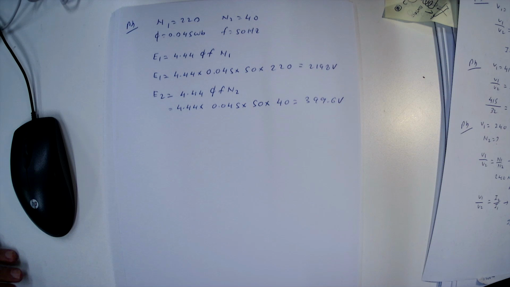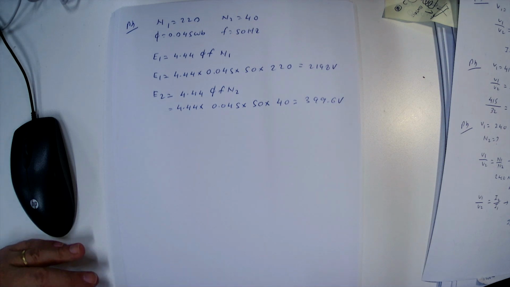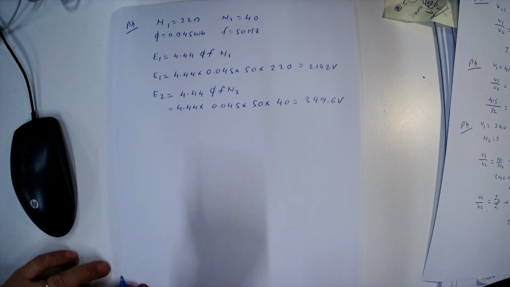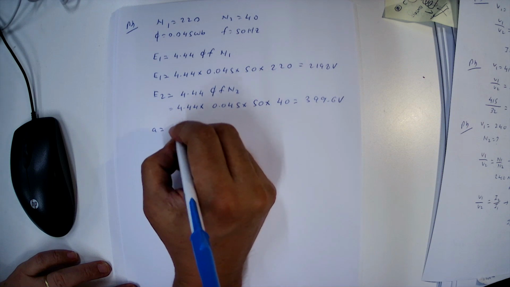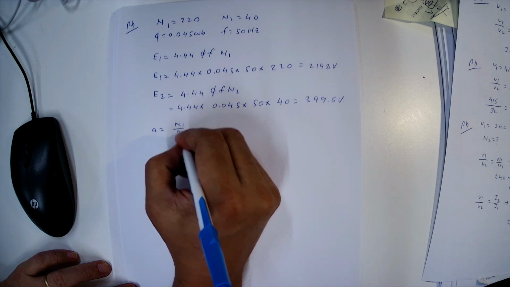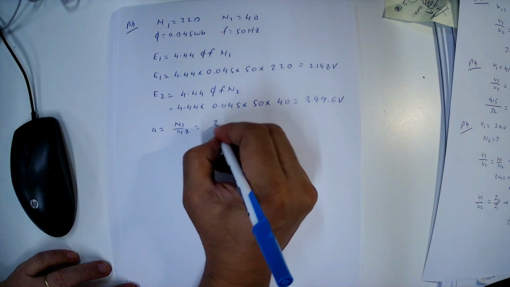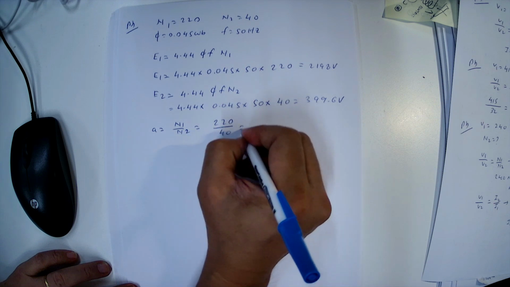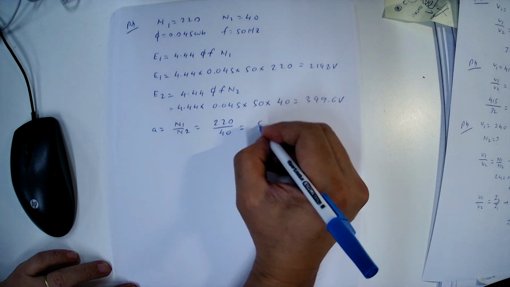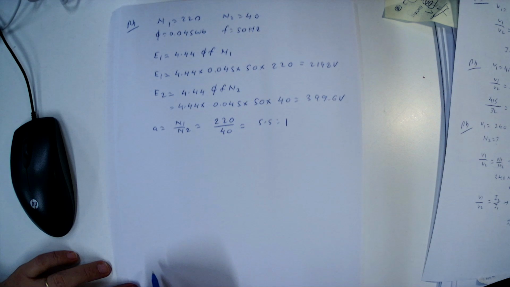And transformation ratio is the ratio between the primary and secondary voltage. So the transformation ratio we can calculate as N1 by N2, so 220 divided by 40. This is the answer.